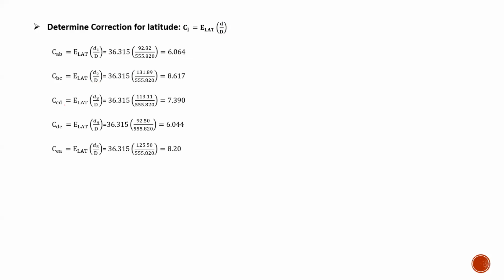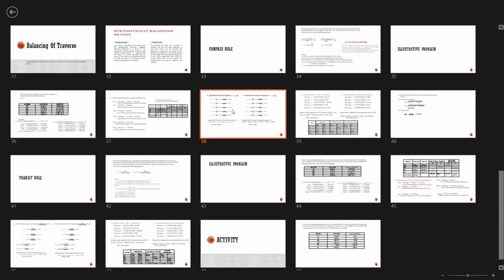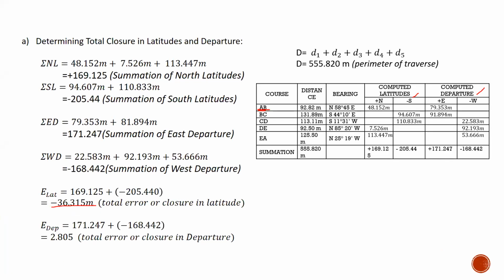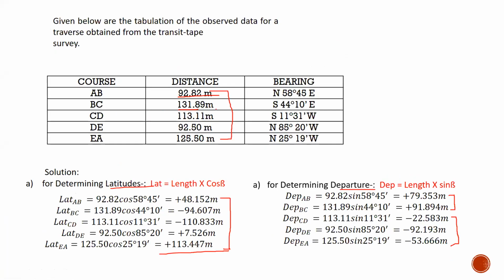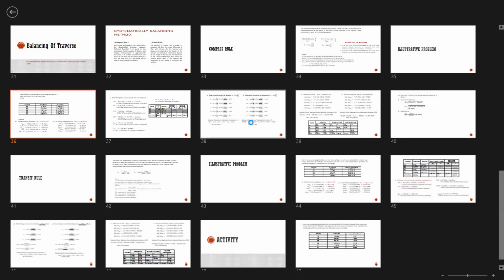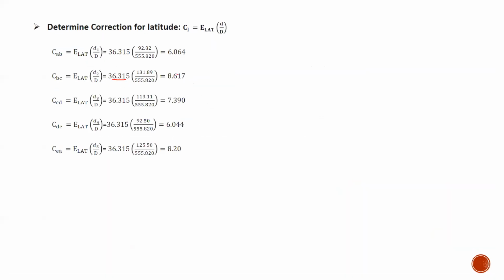So for the course BC naman, we have 36.315. Yung dito natin, ano yung distance ng BC natin? Balikan natin yung distance ng BC natin. Yung distance ng BC natin is 131.89 meters. So mayroon tayo dito 131.89 all over D, the big letter D, 555.820. That is equal to 8.617 meter.